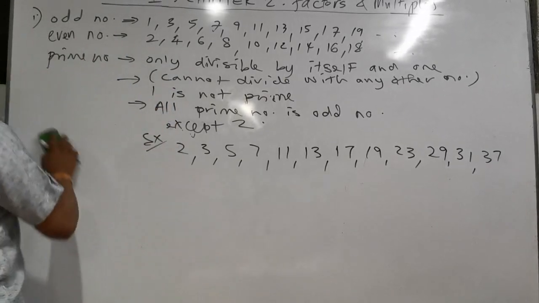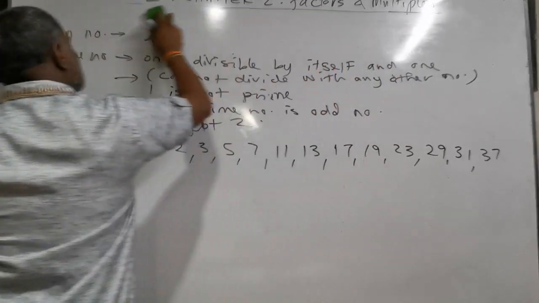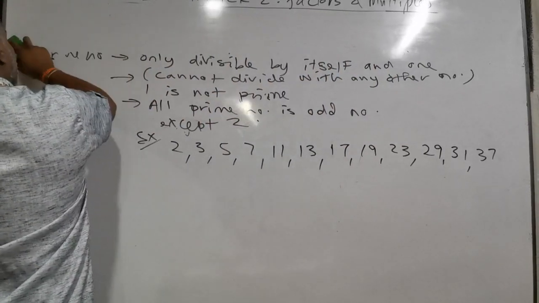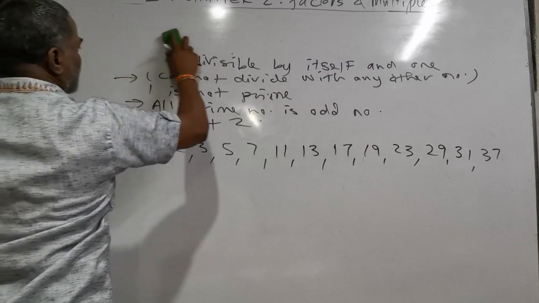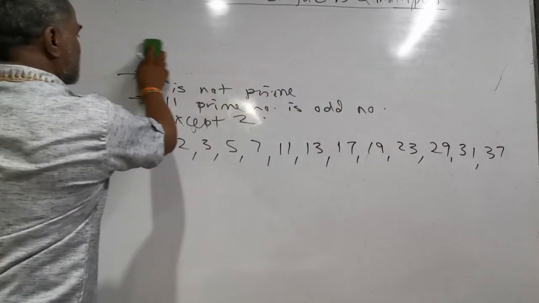Alright, so I think everybody understands what an odd number is. The numbers start with 1, and the following number will be plus 2. For even numbers, we can say times 2. Prime number means the number is only divisible by itself and 1.